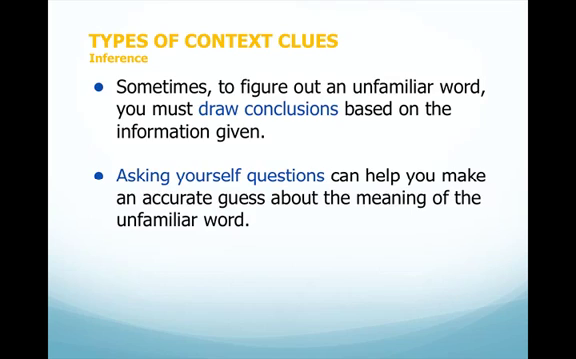So the last type of context clue that we're going to look at we call inference. Now sometimes writers might not use any of the tools that we've discussed so far to help you to understand an unfamiliar word. So what you have to do is make your own mind up based on the information around this word. Asking yourself questions and forming mental images while you read can help you to make an accurate guess about the meaning of an unfamiliar word.